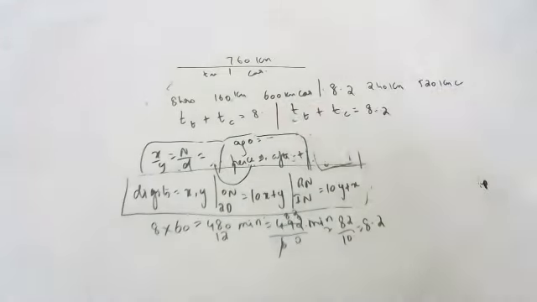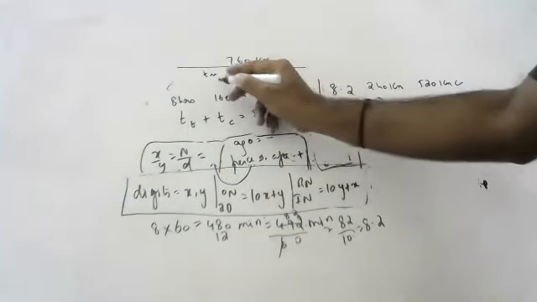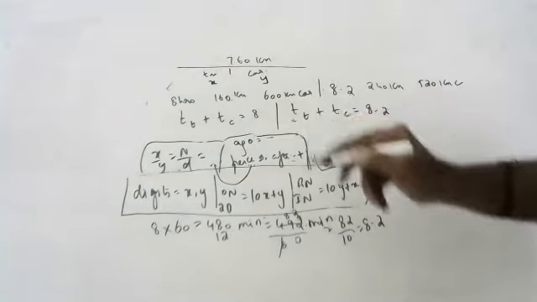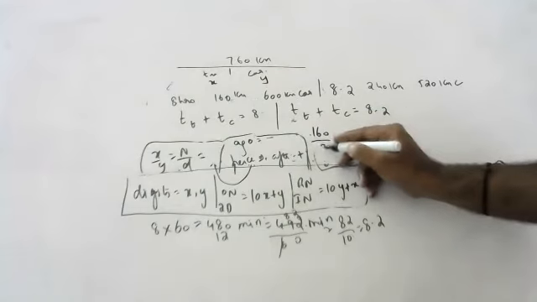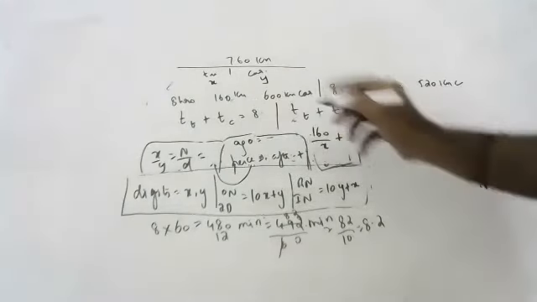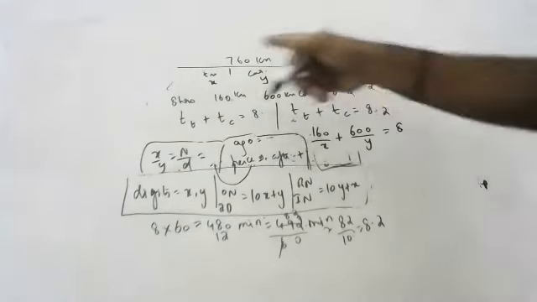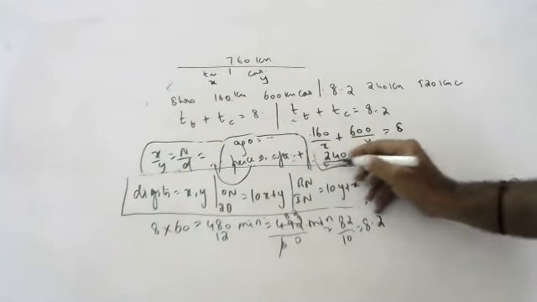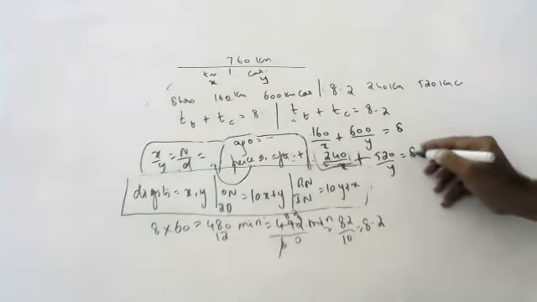Now you can do. Time means what, children? Anyone? Time means distance by speed. Let the speed of train be x, speed of car be y. Distance is how much in the first case? Time is 160 by x plus 600 by y is equal to 8. And what is the second case? 240 by x plus 520 by y is equal to 8.2.